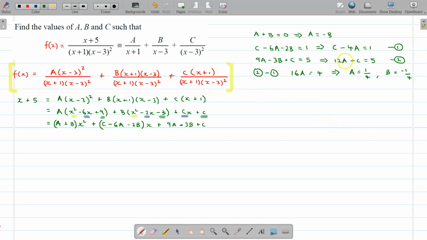If we substitute into, say, equation 1, we could find what c is. So if we sub into 1, we've got c minus 4a, which is 4 lots of a quarter, equals 1. Well, 4 lots of a quarter is 1, so c minus 1 is 1, so c must be 2.